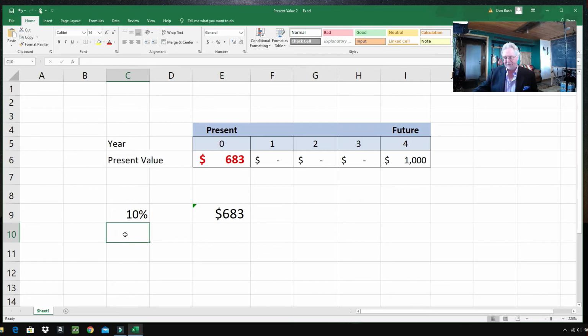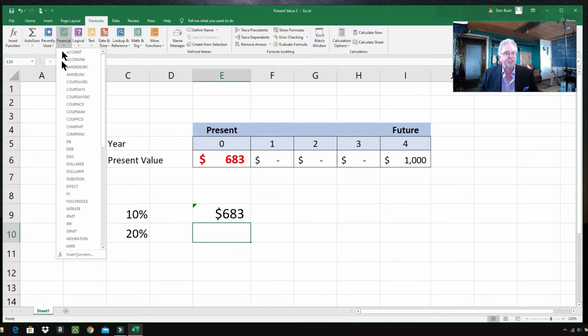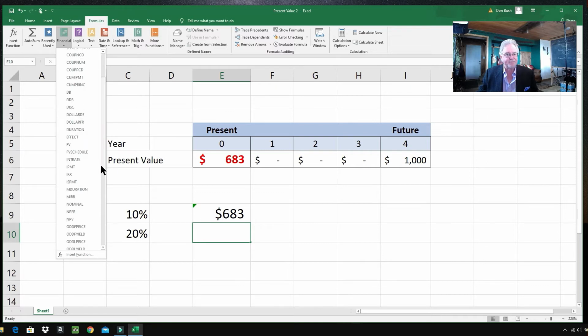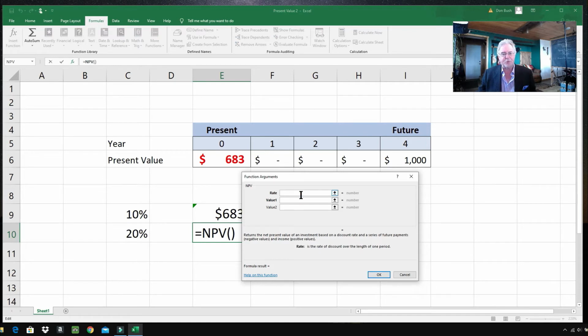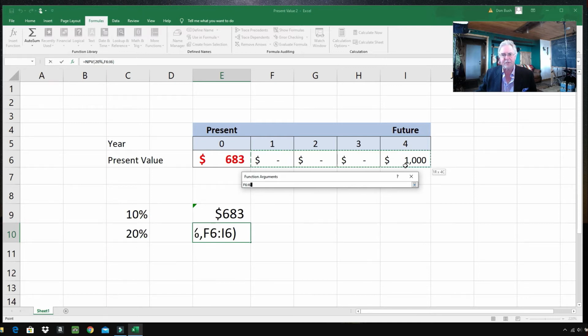So let's do this. We're going to run a little bit of an experiment. What if we said, hey, I want a 20% return? Bernie Madoff or something promising you a 20% return. So let's find out what the present value would be in that case. We do the same thing here, folks. Just go up here to formulas, go to financial, down to NPV, and let's type in 20% interest. You could type in 20% or 0.20, either way it'll work. Values, highlight all the values that you want, years 1 through 4.